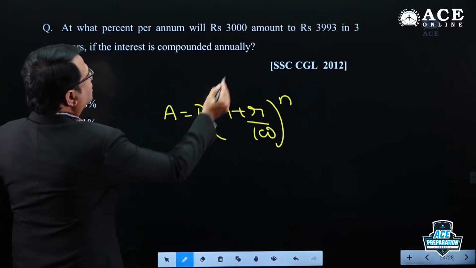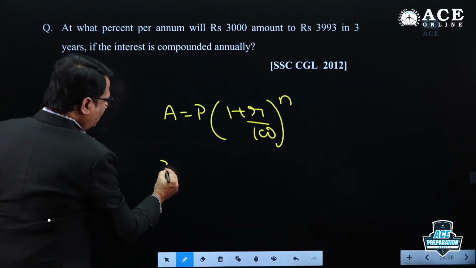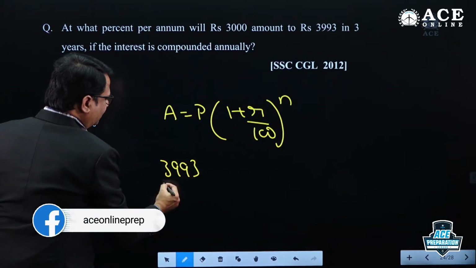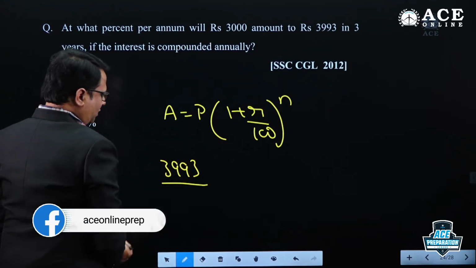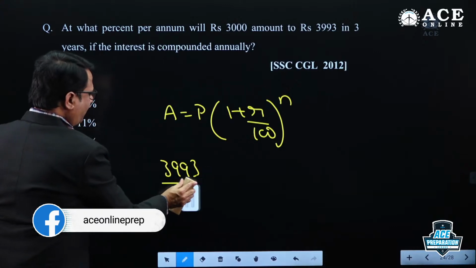Now amount is how much? 3,993. 3,993 by, we will write this afterwards.